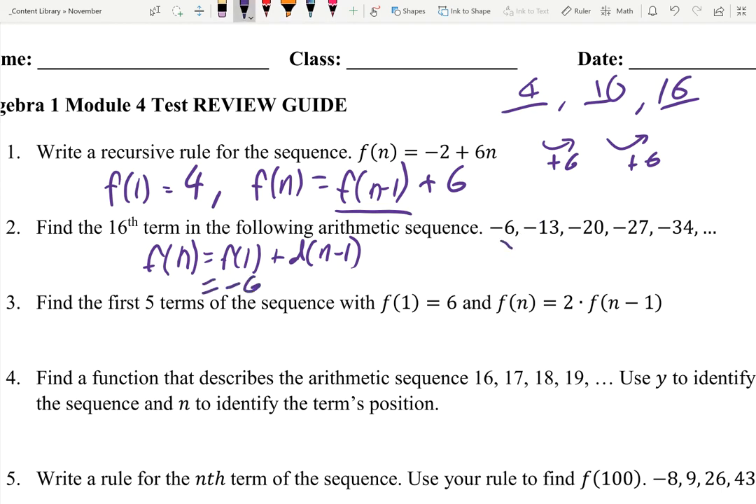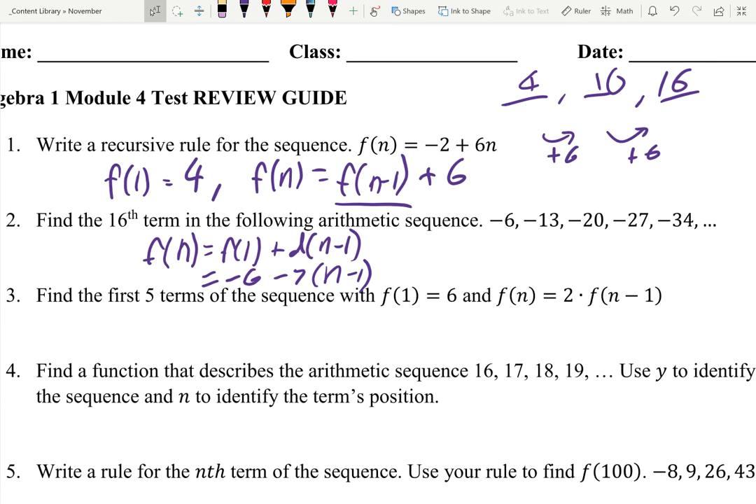And then our common difference, you have to be really, really careful with these negatives, is actually going to be -7. You're actually subtracting 7 because every time you get more and more negative, you're subtracting. So -7, -7, -7, -7. So be very mindful of that if you have negatives on the test tomorrow. And so now you've got your rule that you can use.